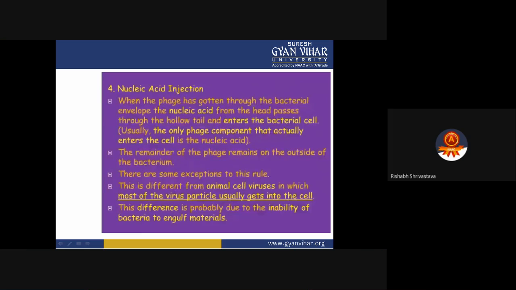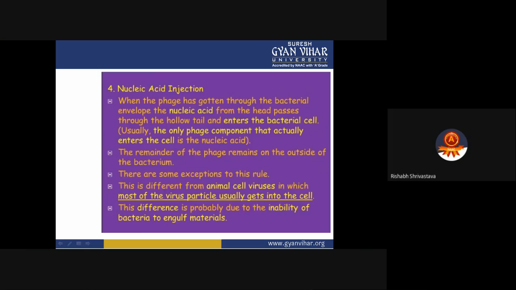Nucleic acid injection. When the phage has gotten through the bacterial envelope, the nucleic acid from the head passes through the hollow tail and enters the bacterial cell. Usually, the only phage component that actually enters the cell is the nucleic acid. The remainder of the phage remains on the outside of the bacterium. There are some exceptions to this rule.